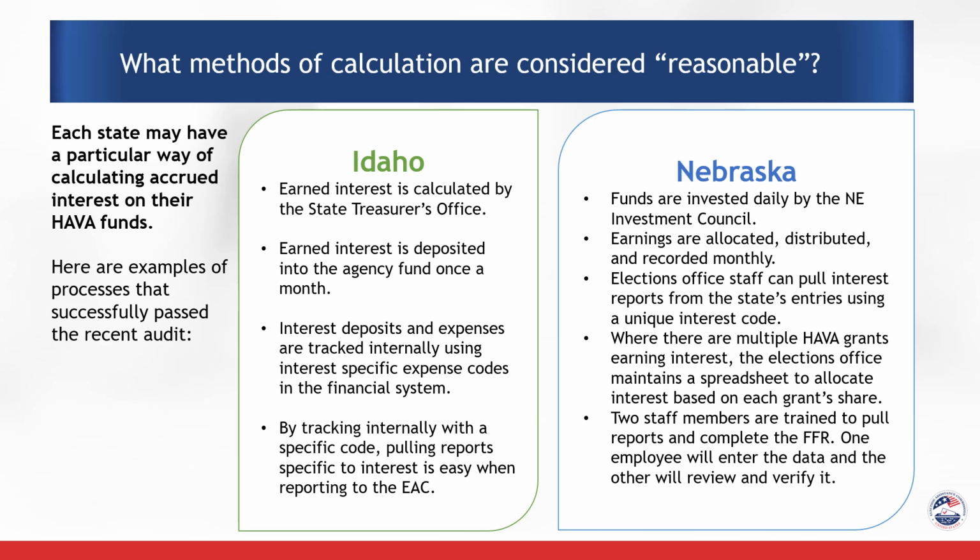In Nebraska, funds are invested daily by the Nebraska Investment Council. Earnings are allocated, distributed, and recorded monthly. Elections office staff can pull interest reports from the state's entries using their unique interest code. Where there are multiple HAVA grants earning interest, the elections office maintains a spreadsheet so they can allocate interest based on each grant's share. 2 staff members are trained to pull reports and complete the FFR. One employee will enter the data and the other will review and verify it.